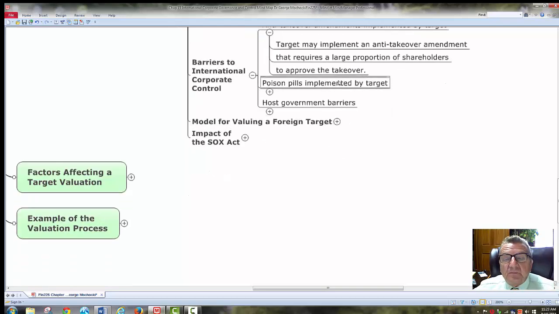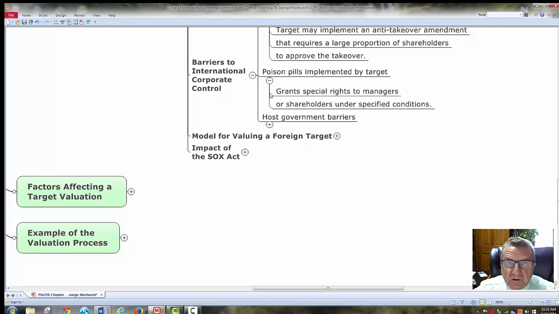Okay, now, poison pill implemented by the target. That's the host country, that's the company that doesn't want to be taken over. Grant special rights to managers or shareholders under specific conditions. So, you have to pay them out, you have to do this. So they're basically protecting them. It's like a poison pill. Remember, when I'm taking over a company, I have to take all the contractual agreements, everything that's in there. And it's going to cost me so much, either to buy them out, or what's the ultimate cost of buying that piece of property, or that investment, or that venture, and how much it's going to cost to turn it around.